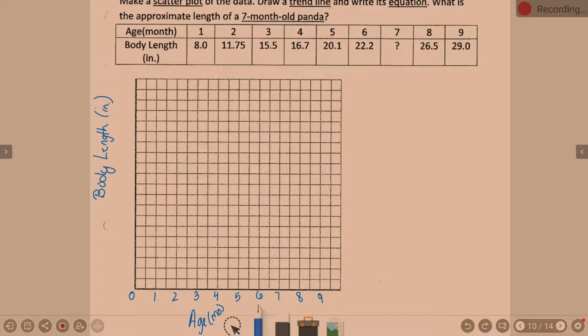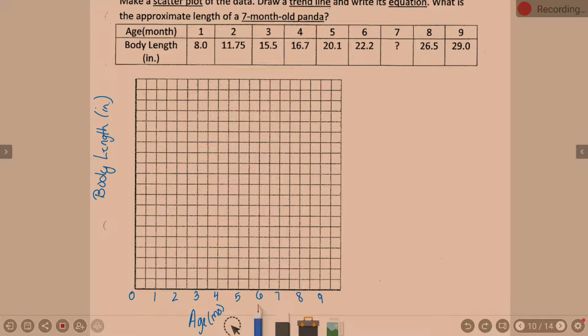How far should I label here? Body length. What kind of labels should I have? How far do I have to go? I have to go at least to 29, yes? We have to at least start at 8. 8's close enough to 0, but I'd rather you just start at 0. And I can't count all the way up to 29 or 30. I don't have 29 or 30 lines. So if I can't quite make it, I'm going to count in terms of 2s.